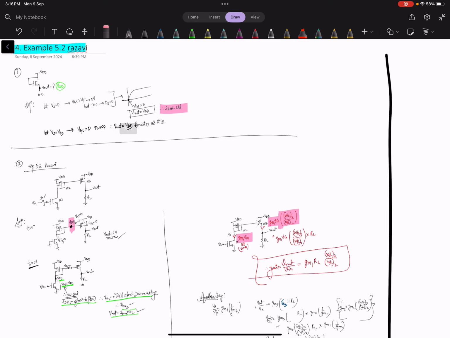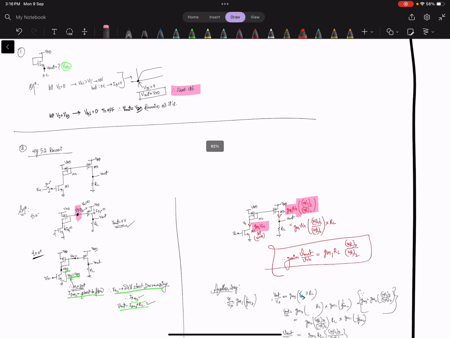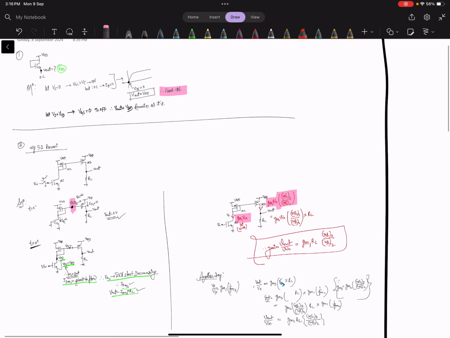Hello, in this video we will see an example to understand how to calculate the gain. There are many methods, like calculating in terms of gm times R equivalent, but here is one more method: current multiplied by the R. So let's see how we can use that.